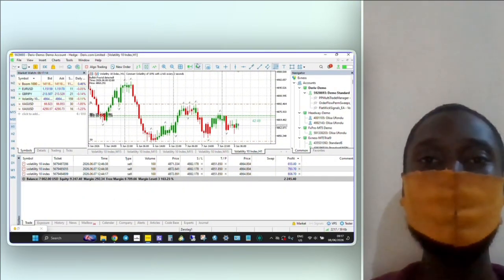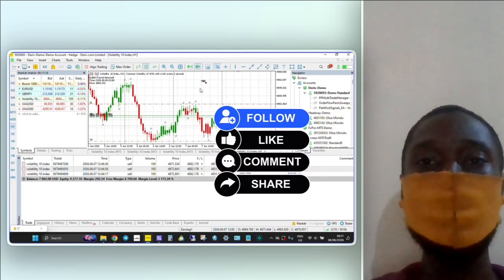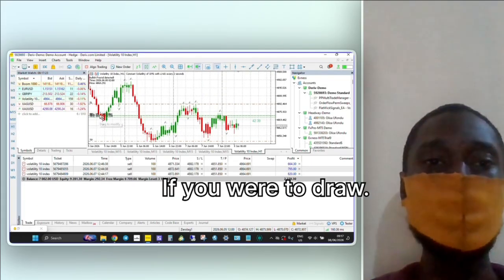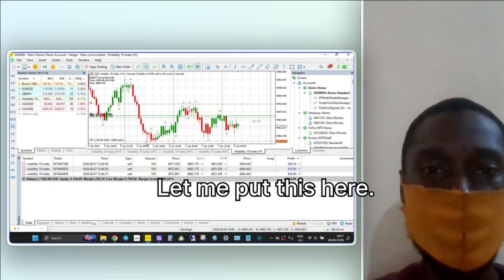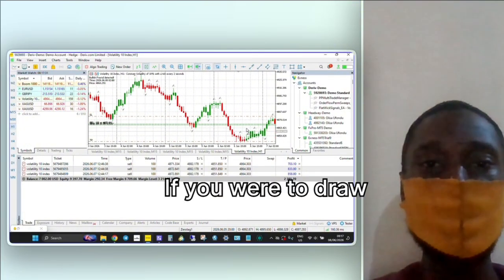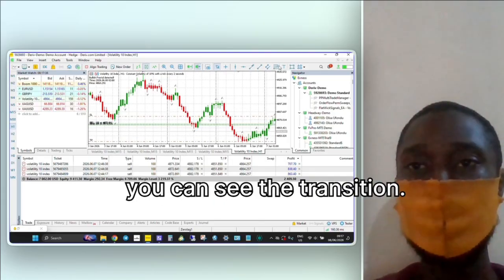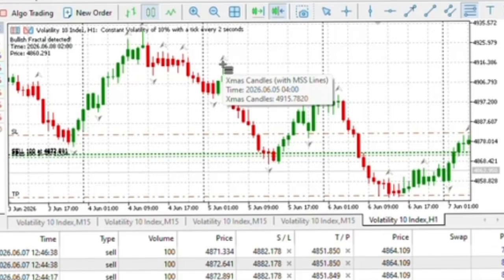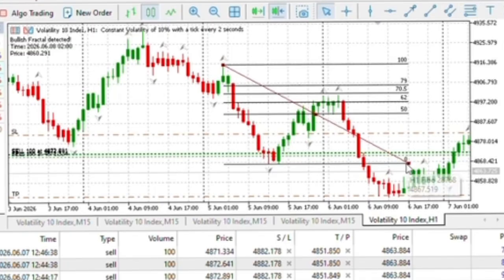Okay, so for example, if you were to draw that Fibonacci, oh my, what is happening here? Let me put this here. Okay, if you were to draw your Fibonacci here, you can see the trend line that comes with that. So you can count those two as one step, like this. So you can see your trend line around this place.